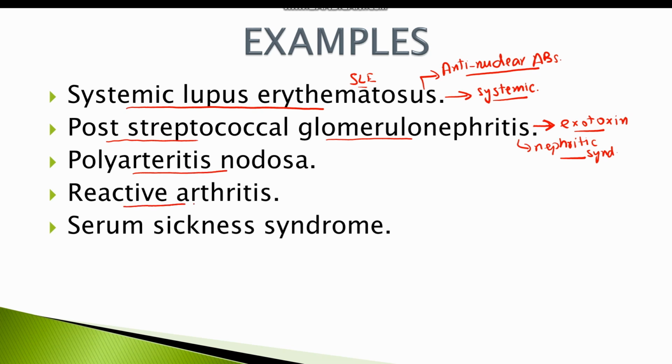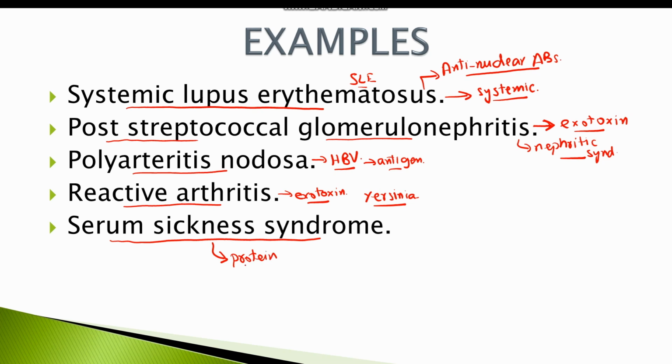Polyarteritis nodosa and reactive arthritis are also examples of localized type 3 hypersensitivity reaction. In case of polyarteritis nodosa, hepatitis B virus infections serve to provide antigen. Whereas in case of reactive arthritis, exotoxin produced by the Yersinia bacteria acts as an antigen. Another classical example of systemic type 3 hypersensitivity reaction is serum sickness syndrome. Serum sickness syndrome occurs as a result of protein immunoglobulins administration.